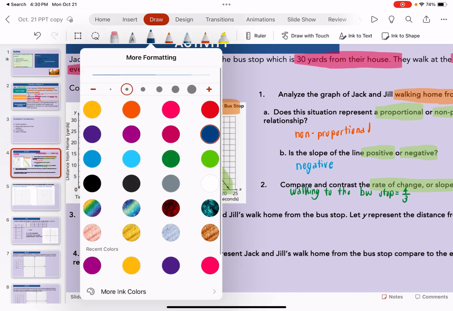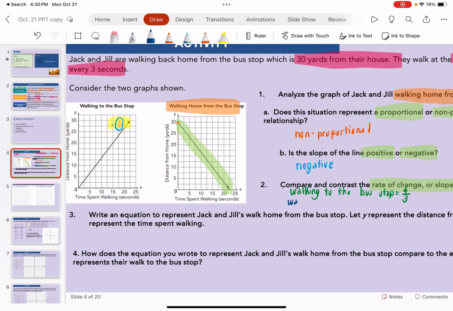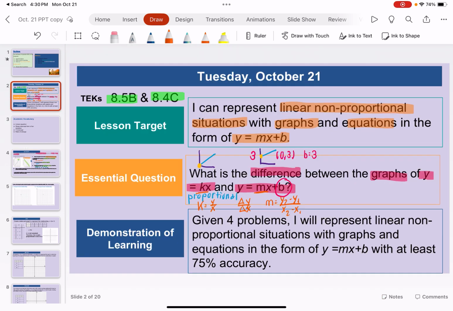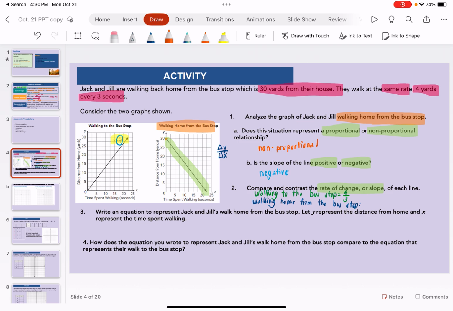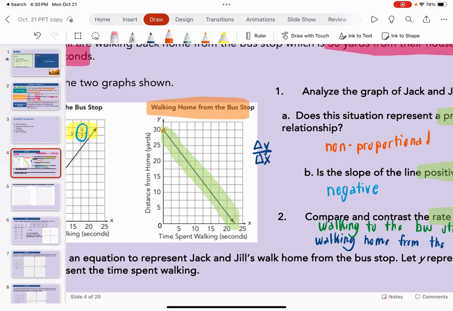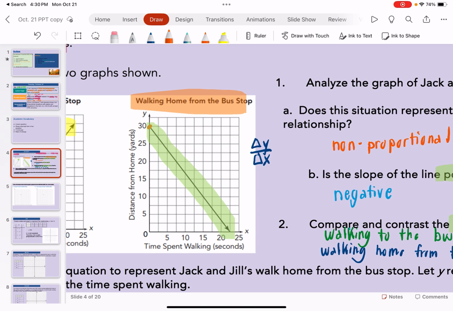Now we have to decide for walking home from the bus stop. There are multiple ways to do this. We can do that change of y over change of x. Over here, I have to choose another point because for non-proportional relationships, we need at least 2 points. For proportional relationships, k equals y over x, so we just need 1 point, 1 coordinate. But for non-proportional, that's why we have x1, y1, x2, y2. We need 2 points. So from here, I'm going to choose this point right here.